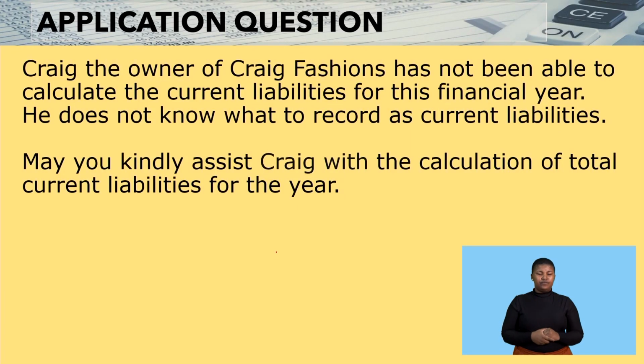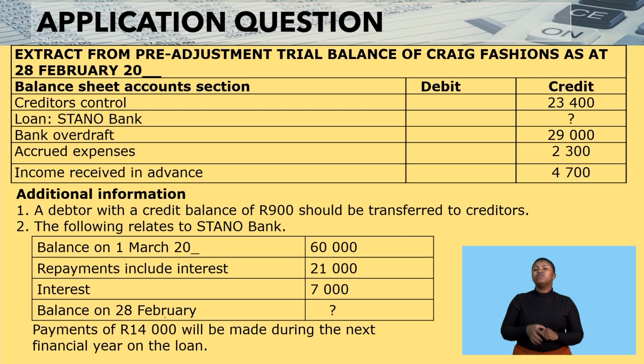With me here, I have an application question, and it reads: Craig, the owner of Craig Fashions, has not been able to calculate the current liabilities for this financial year. He does not know what to record as current liabilities. May you kindly assist Craig with a calculation of total current liabilities for the year. We are given information number 1 and information number 2. Let us see how we can make these adjustments as we prepare our current liabilities section of the statement of financial position.